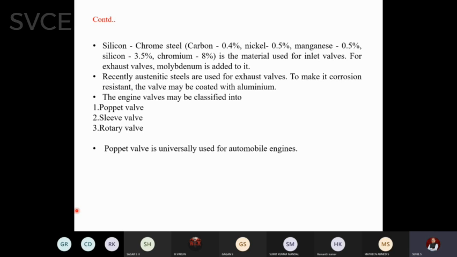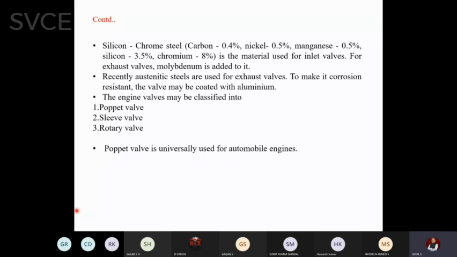Because usually only the fuel will be in contact with the inlet valve, whereas the outlet valve consists of burnt gases. They may react with the material and cause corrosion. So in order to avoid that, extra care should be taken for the outlet valve, so that it has to be corrosion resistant. So these are some of the materials used.